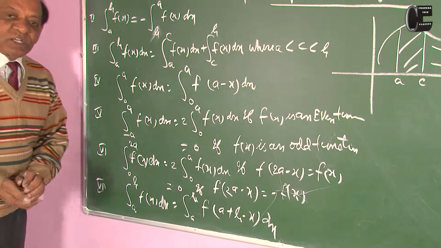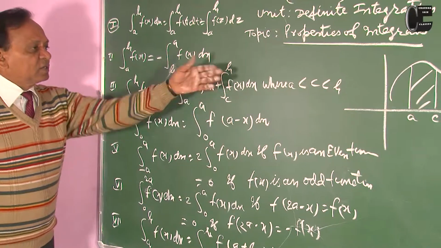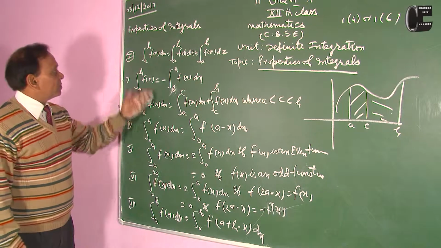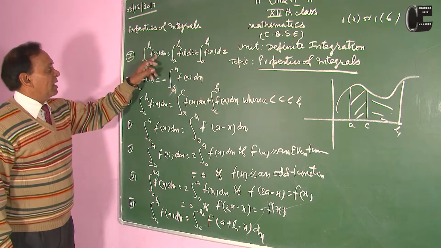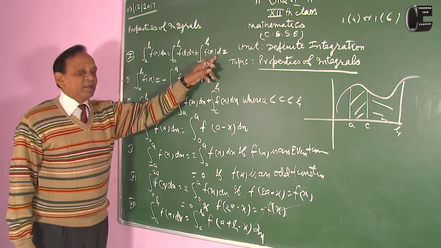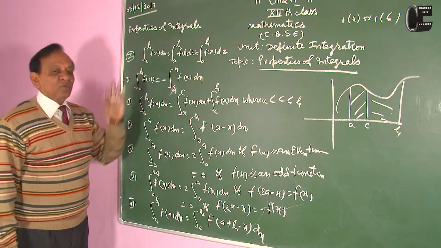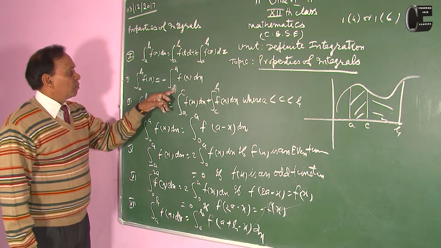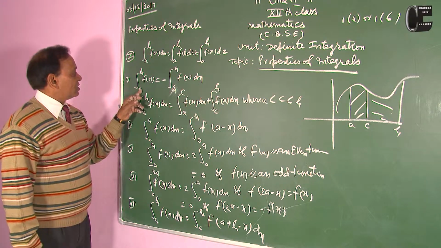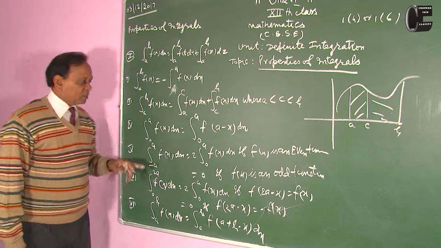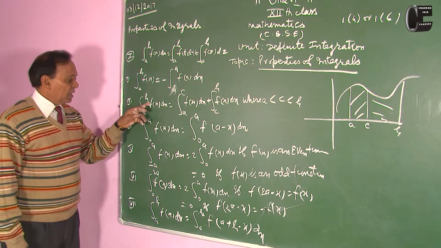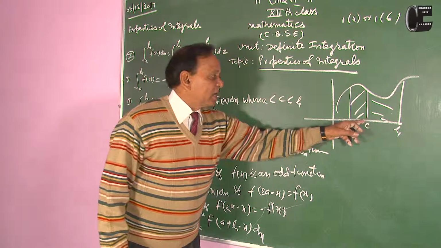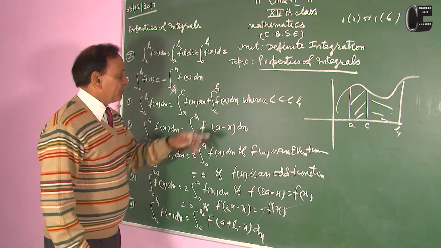Here these are 7 properties. We are to use these properties in solving integrals. I am again repeating. In first property, integral a to b of f(x) dx, f(t) dt, f(z) dz. It means on changing variables, value of the integral will be same. Second, integral a to b of f(x) dx equals minus integral b to a of f(x) dx. If we interchange the limits, sign will be reversed. Third, integral a to b of f(x) dx equal to a to c plus c to b, if c is a point lying between a and b.